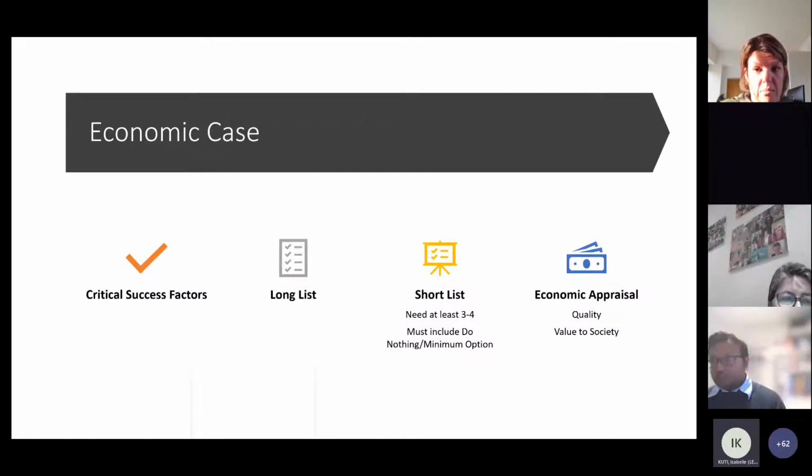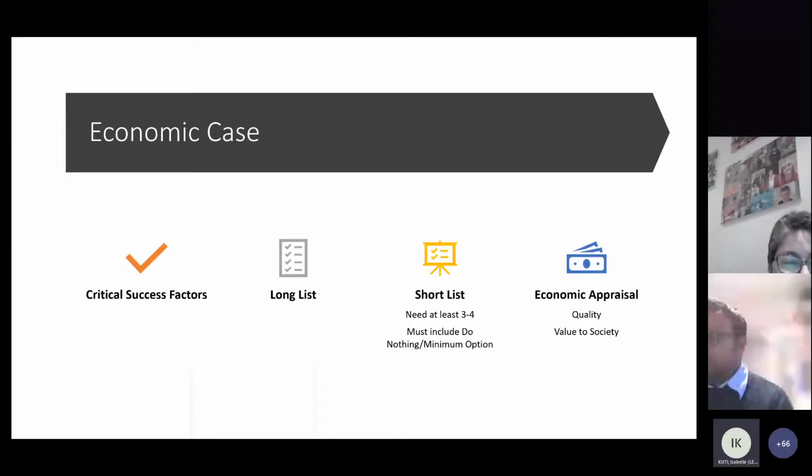Probably one of the most important things you can do is come up with your key critical success factors. By that I mean, what criteria are you going to judge your options against? And it's important to get a broader level of input when you're determining your success factors, your criteria, because there are lots of people that are potentially going to be involved, depending on the kind of business case, and so you want to have other people's inputs into the process.